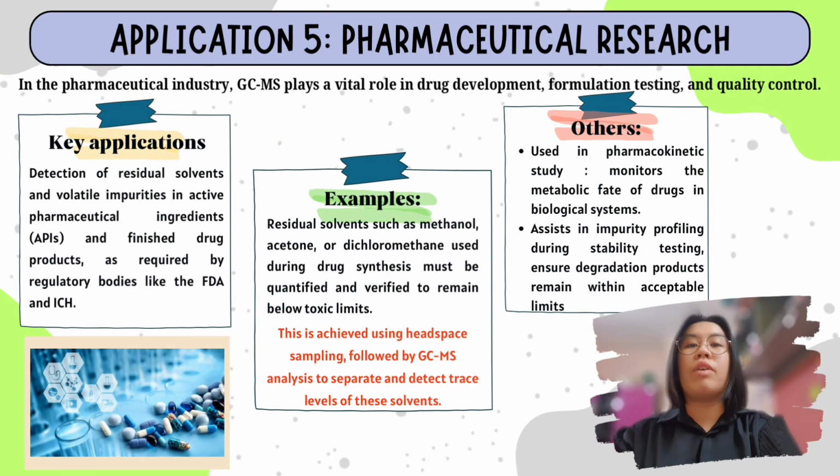the active pharmaceutical ingredients or APIs and the finished drug products. Drug products are isolated using headspace sampling, and GCMS determines the residual solvent levels and impurities. It also supports drug development and stability testing.